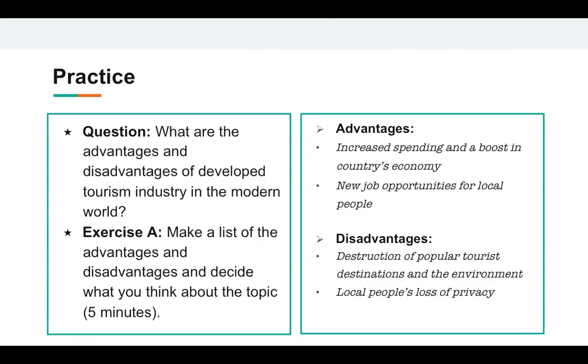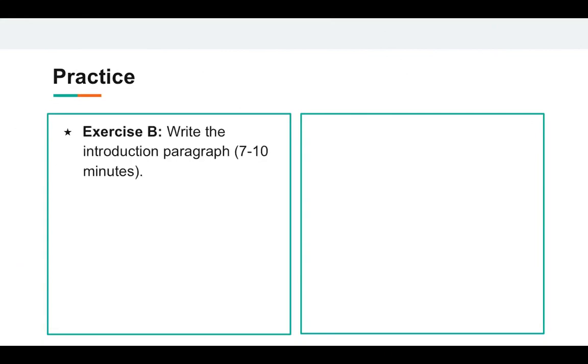Okay, now we can move on to the exercise B. For exercise B, pause the video for about 7 to 10 minutes and write an introduction paragraph about the advantages and disadvantages of developed tourism industry.